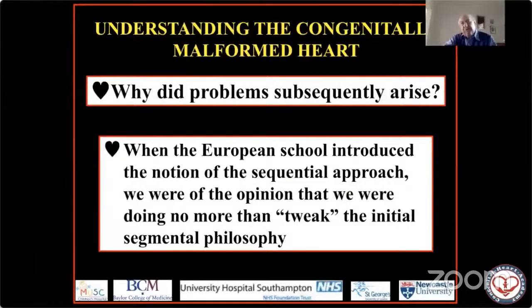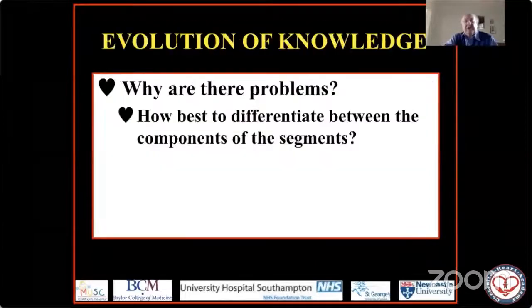And when we produced our own system, we thought we were doing no more than making minimal changes to Richard's own segmental approach. And indeed, Anton Becker and I visited Richard in Boston in 1976. And again, we were very much of the opinion that we were moving along exactly the same line. So why did problems emerge that we are still trying to solve today?